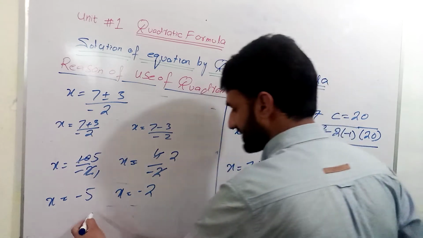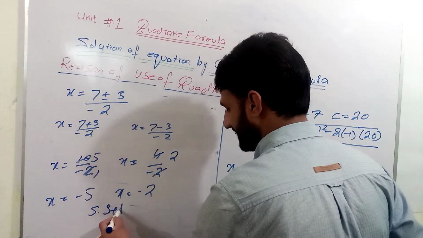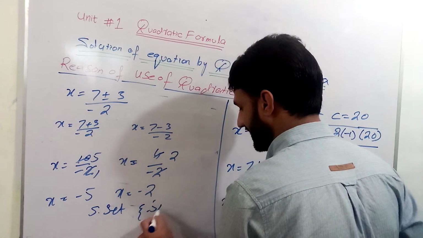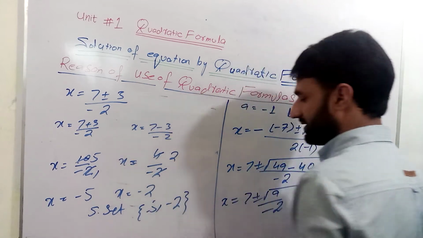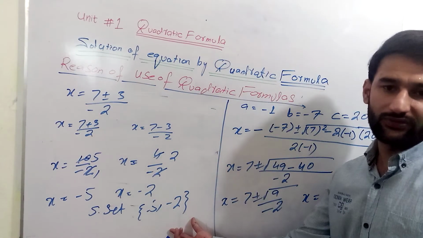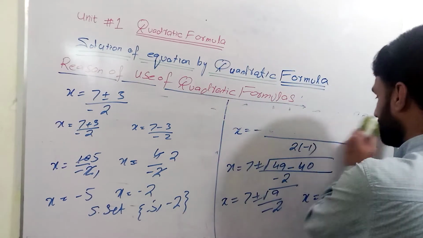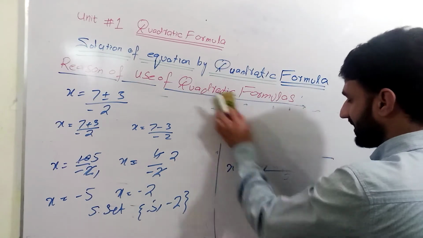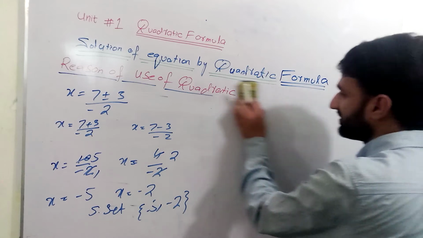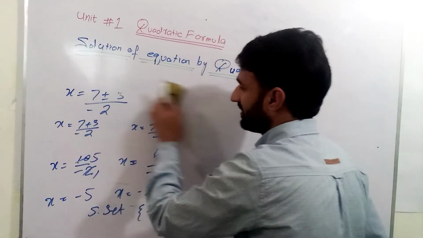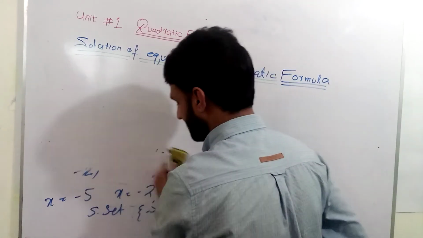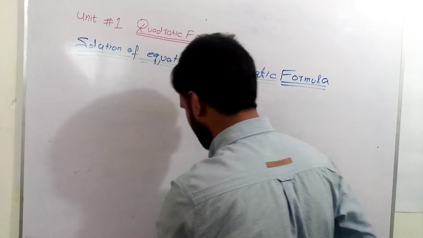So the solution set is equal to minus 5, minus 2. So this is the required solution. You can find it by using the quadratic formula. You can find the solutions of any quadratic equation by using the quadratic formula. So this is the required example.